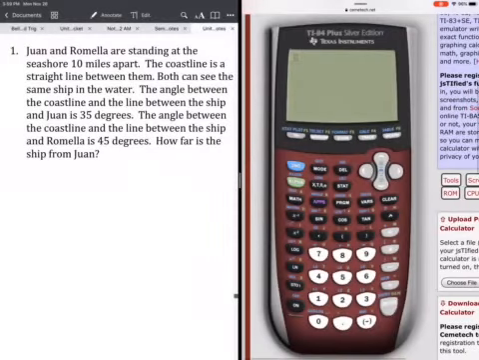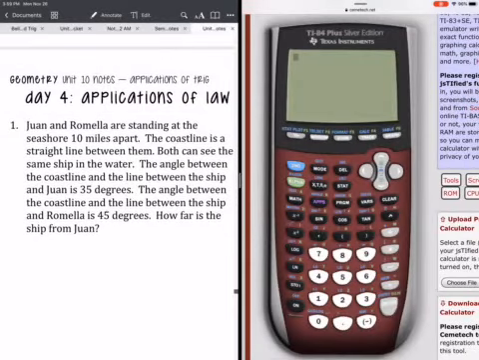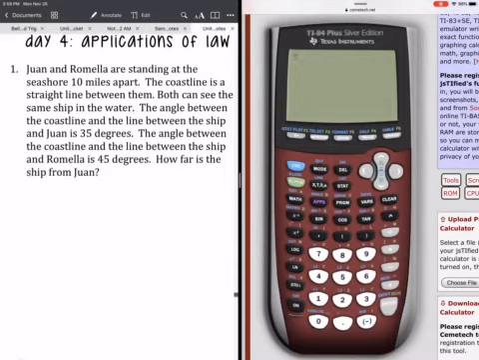Okay guys, so today we're doing applications of laws of sine and cosine, which is essentially taking everything you guys learned yesterday, but just applying it to a real world problem where you have to sketch the triangle yourself before you can jump into using the formula.